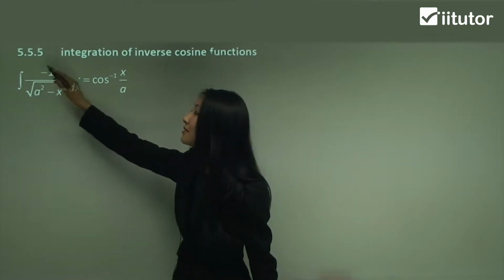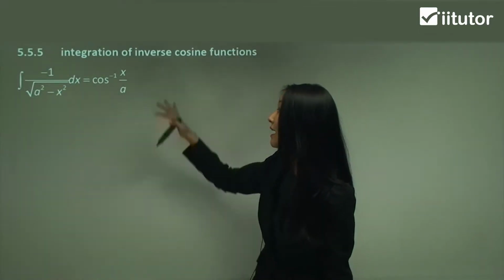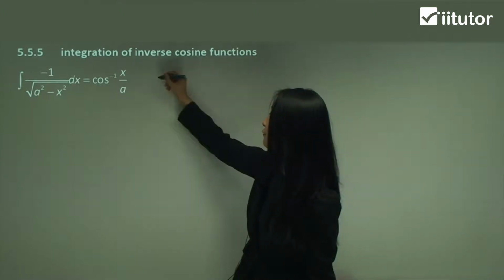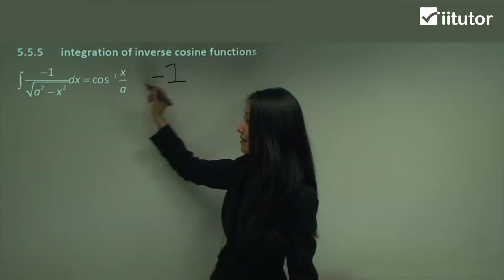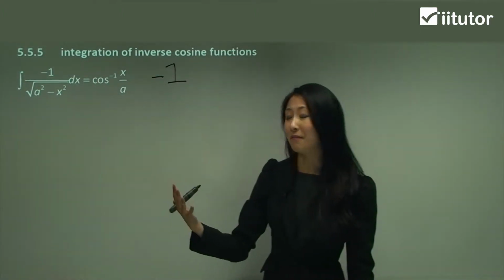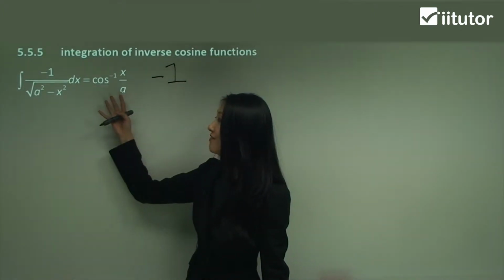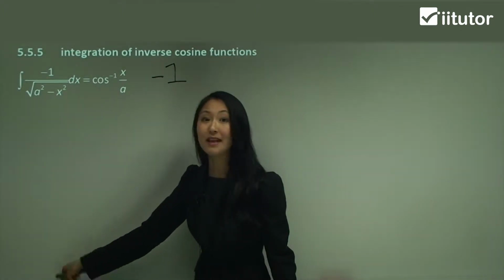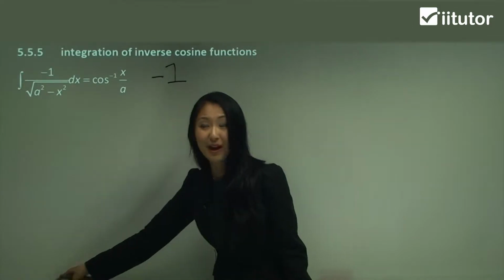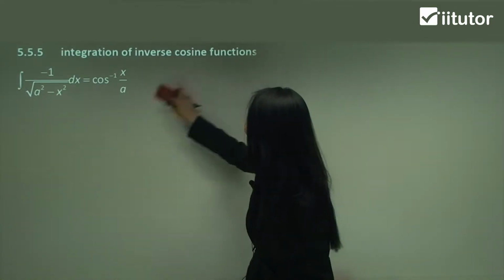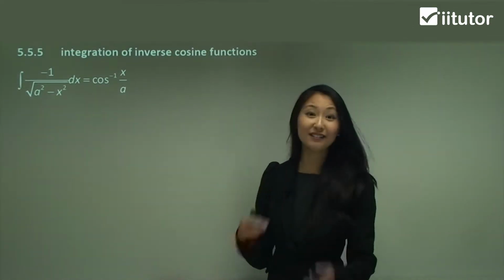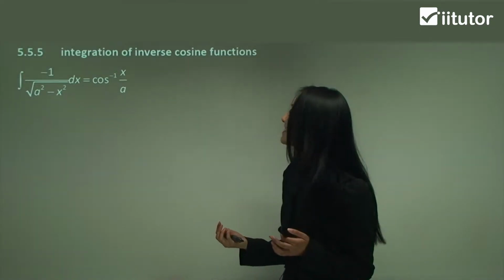Yes, so this is exactly the same as when you get inverse sine, but the only difference is that it's -1 on top. So just remember that the inverse cosine version for the integration is when there's -1 as the numerator. All right, so let's go through questions like we did with the inverse sine.